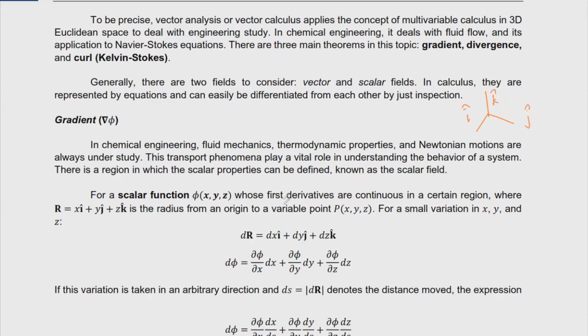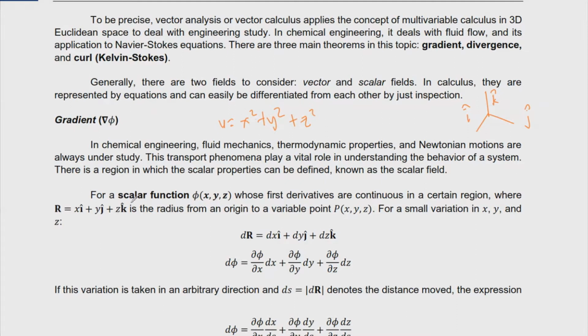So as you can see, for example, in this expression, a scalar function, which from the start we've been using ever since we started the preliminary up until now. Those are the expressions wherein you just have x, y, z. For example, let's say u is equal to x squared plus y squared plus z squared. This is a scalar function because it doesn't have any direction.